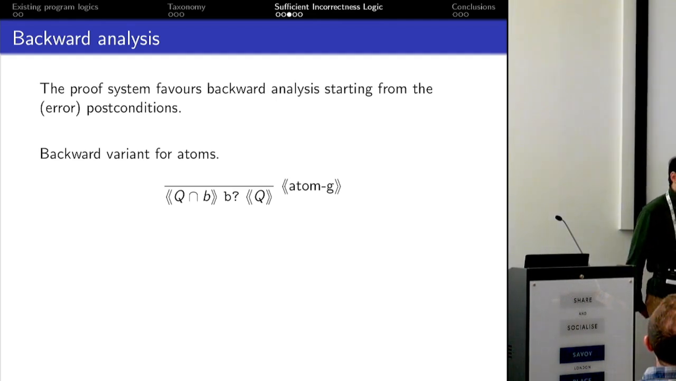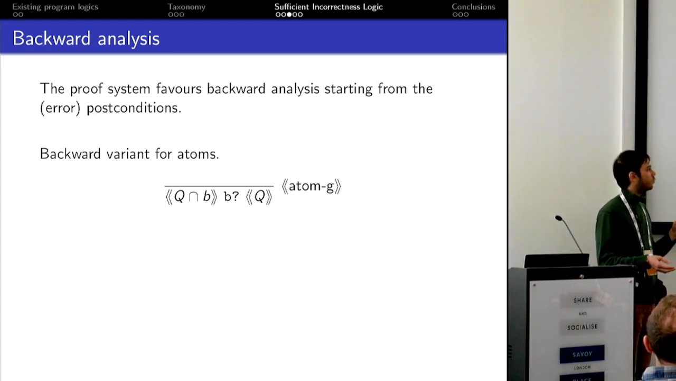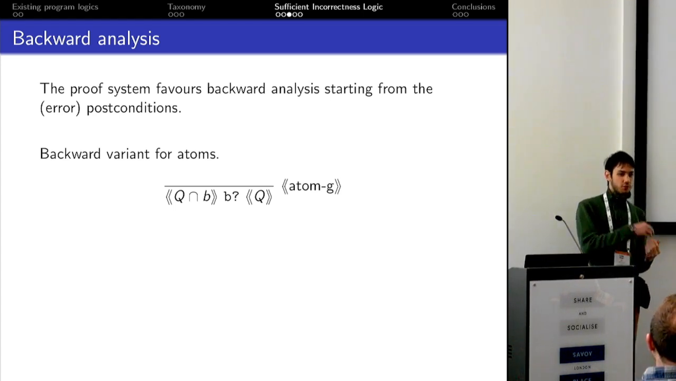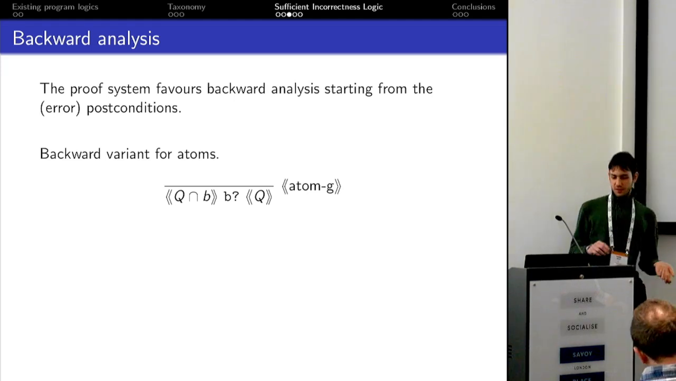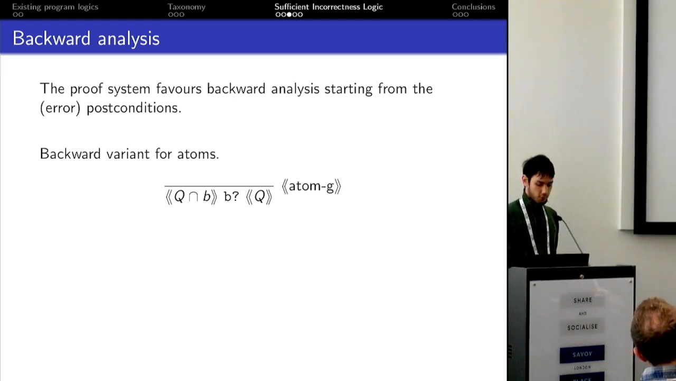this is an instantiation of the atom rule for Boolean guards. And as you can see, here we have a generic Q, so any post condition possible. And what we do is that we join it with the semantics of the Boolean guard, the condition. And so we get a precondition for any given post that you have at that program point.